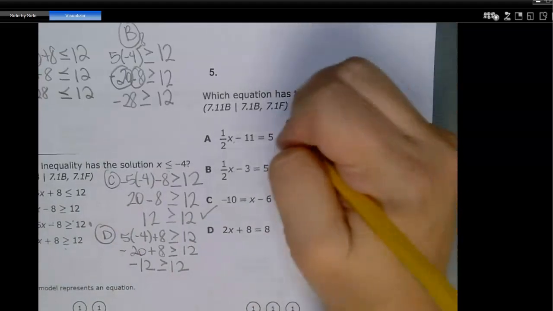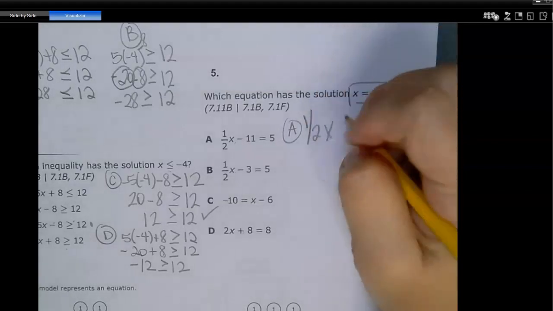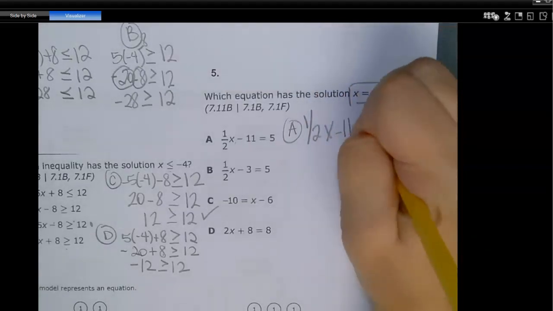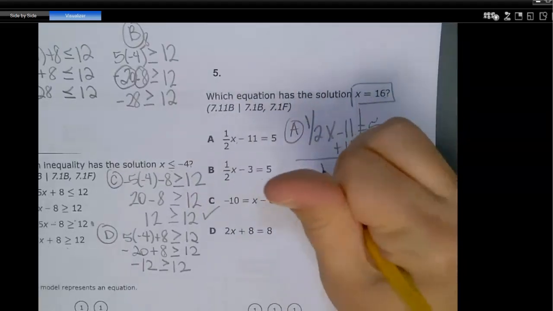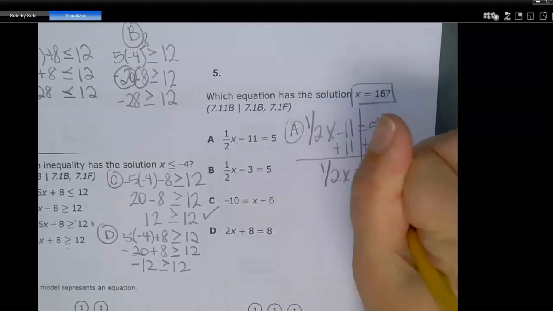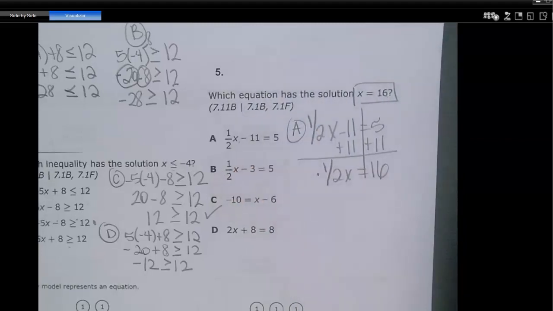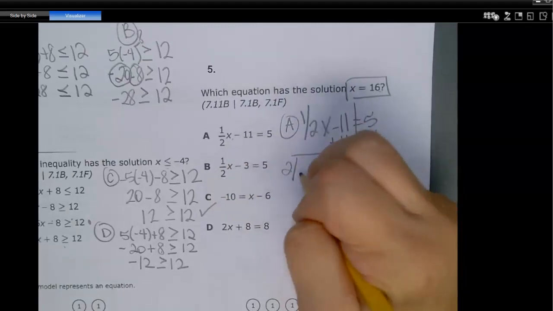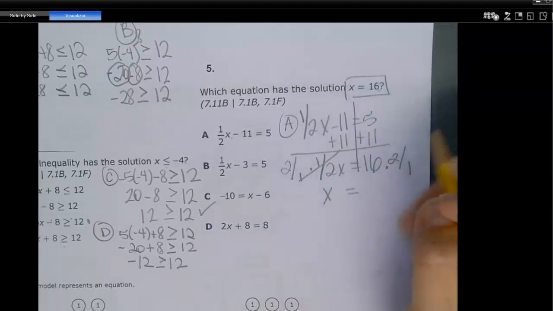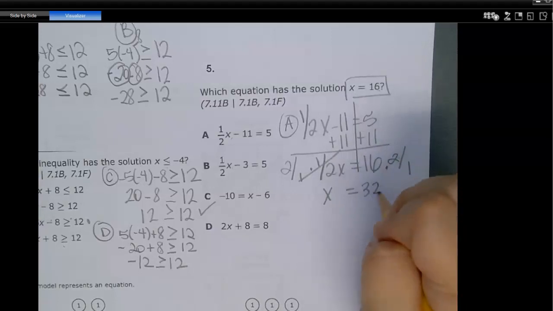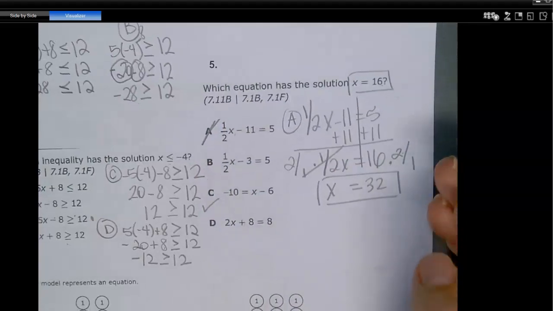So for A, we have 1/2 of x minus 11 is equal to 5. So we are going to add 11 to both sides, and that gives us 1/2 of x is equal to 16. Then my inverse operation would be to divide both sides by 1/2, but that really just means I'm multiplying by the reciprocal of 2/1. So that gives me x is equal to 16 times 2, which is 32. So A has a solution of 32. That's not going to be our answer choice, okay?